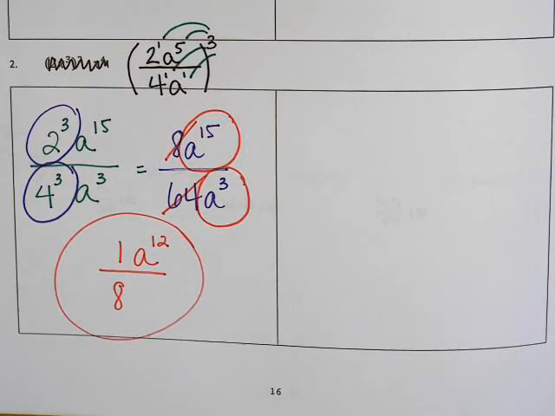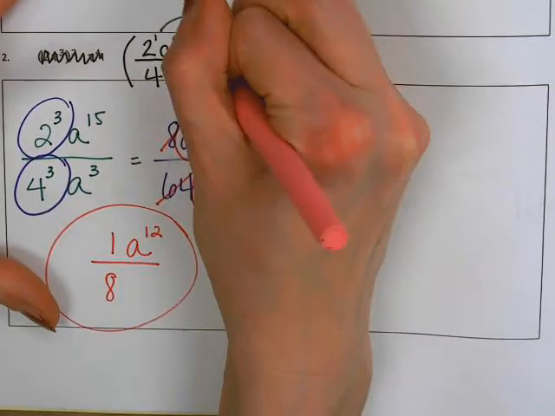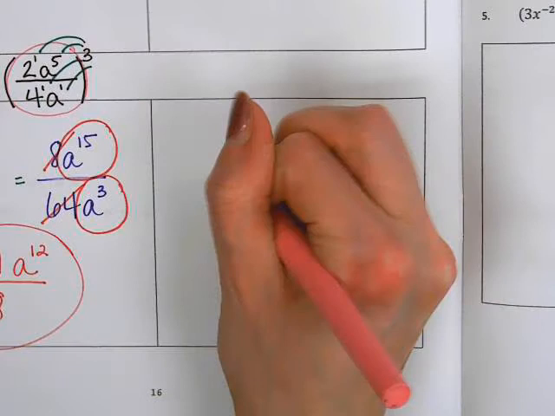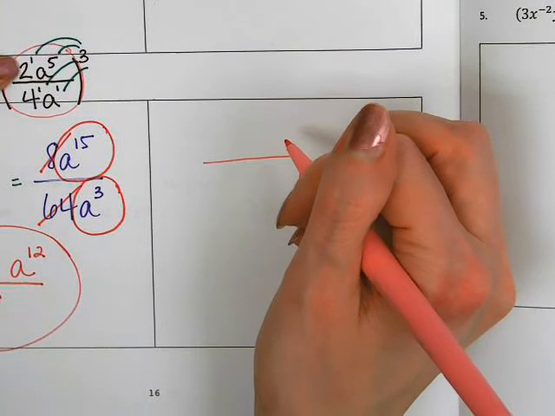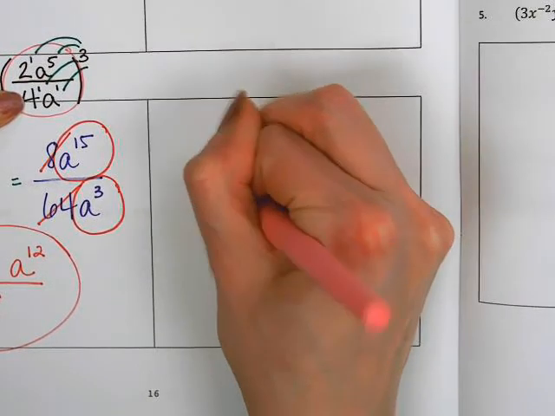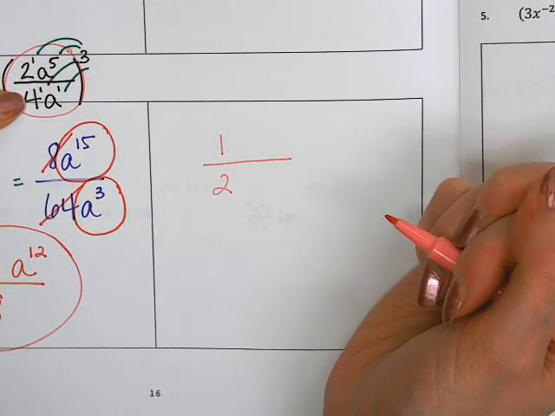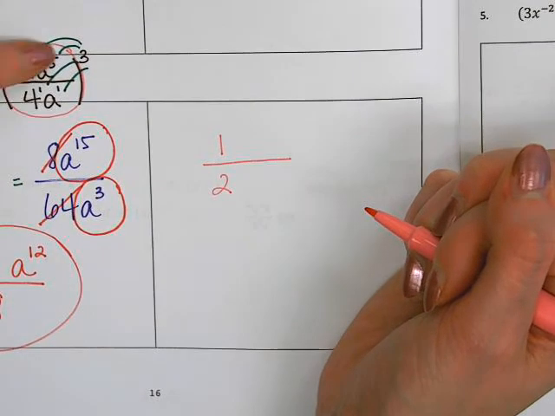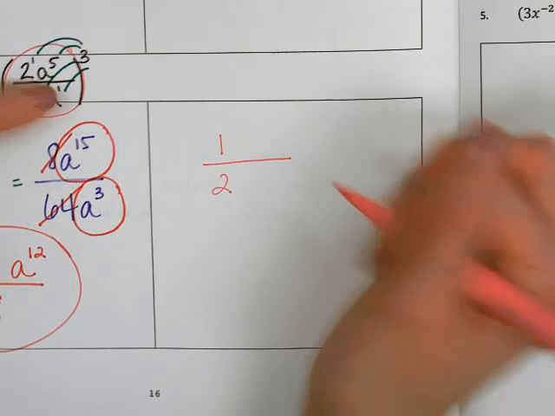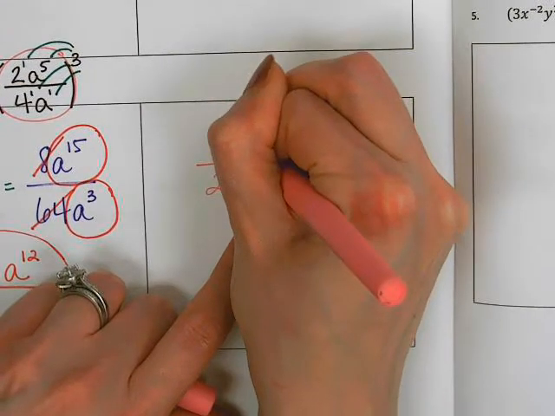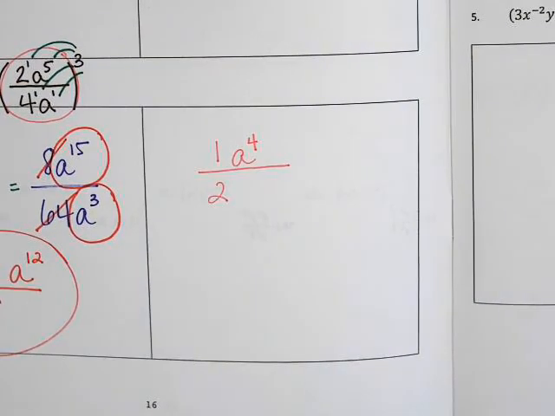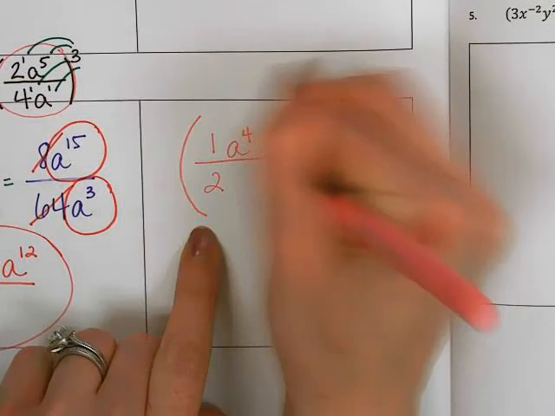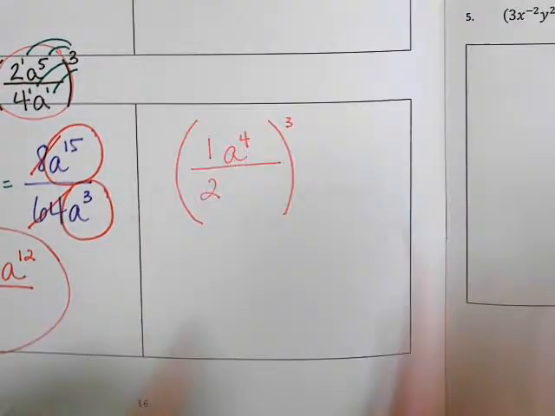The other way is, what if you wanted to reduce first? So let's go ahead and reduce the parentheses first. 2/4 reduces to 1/2. And then dividing same bases you subtract, so 5 minus 1 would be a to the fourth. And then now we can do to the third power.